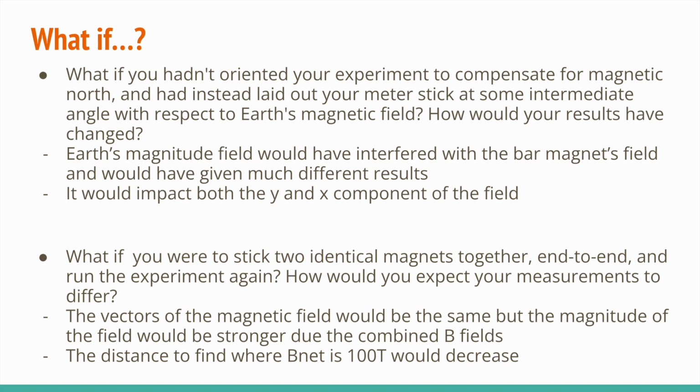And if I were to stick two identical magnets together end to end and run the experiment again, the vectors of the magnetic field would be the same, but the magnitude of the field would be stronger due to the combined magnetic fields of the bar magnets. But the distance to find where B net is equal to 100 microteslas would decrease.